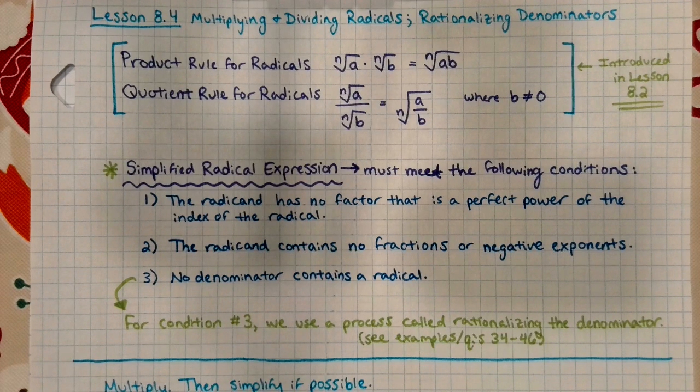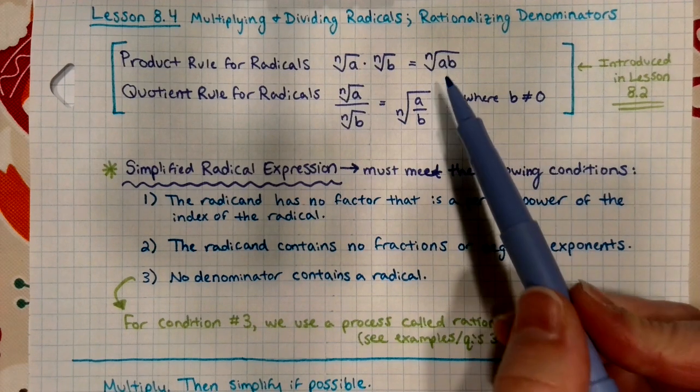Lesson 8.4 is on multiplying and dividing radicals as well as rationalizing denominators. Introduced in lesson 8.2, we were given two rules for radicals. One was the product rule and the other one was the quotient rule. And we're going to be using these again when it comes to multiplying and dividing radicals. And basically we're thinking about them the opposite way.